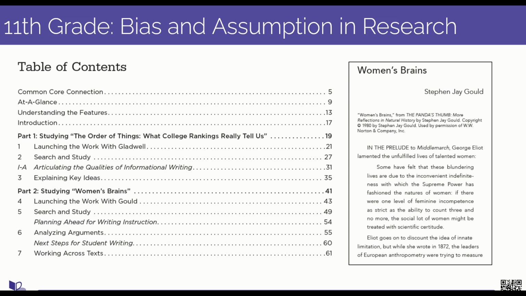Students are going to write two responses in the 11th grade unit, one in which they're analyzing Gould's argument, and one in which they're using information from both texts to write a letter to their future self, in which they give advice about what they should be mindful of when they're considering research findings in their post-high school years.